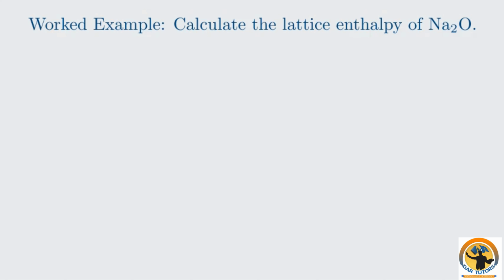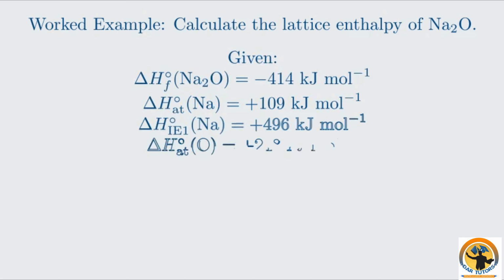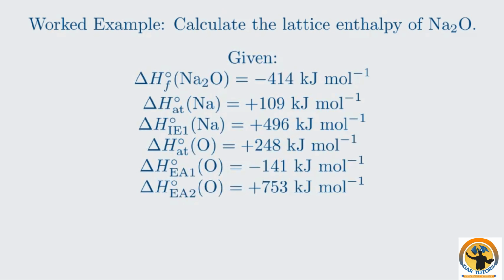Here are the enthalpy values we'll use. Note that the first electron affinity of oxygen is exothermic, but the second is highly endothermic because we are forcing an electron onto an already negative ion.